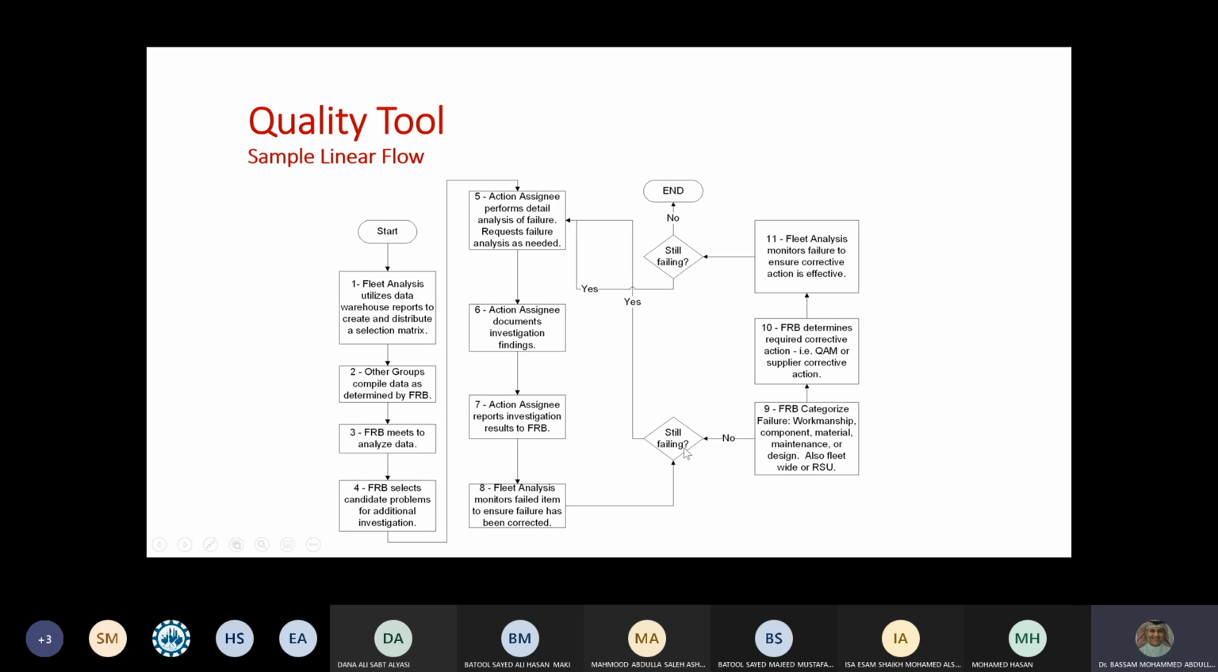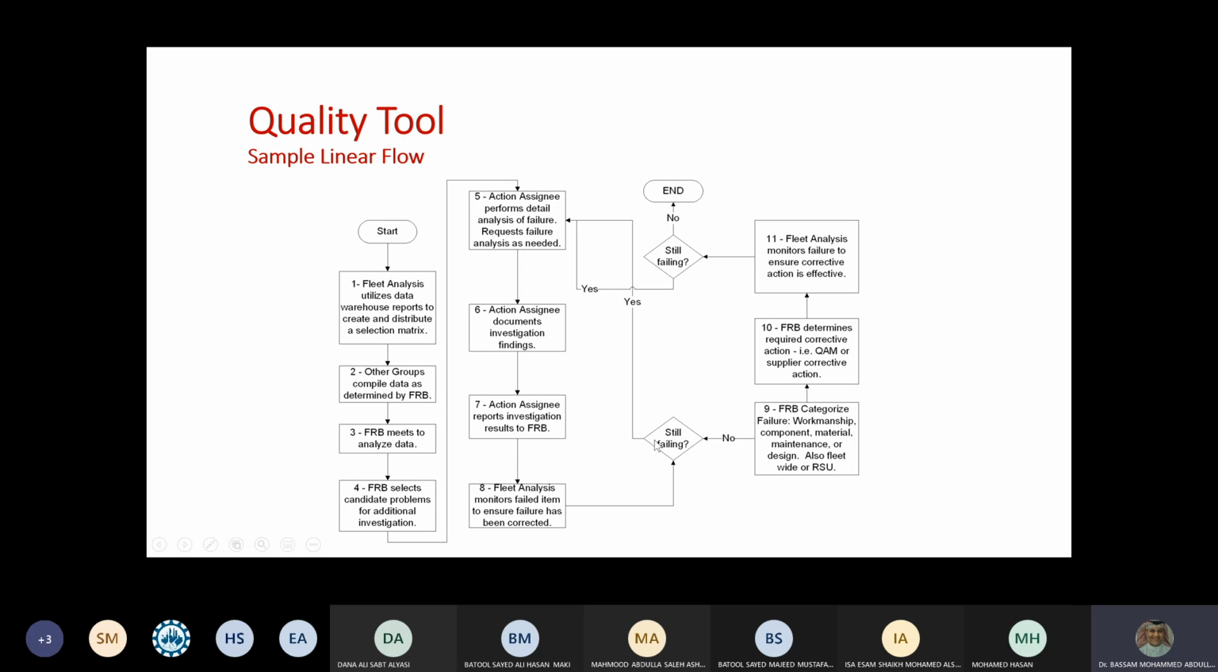And after you do the whole process, you want to check if you fixed the problem. If you didn't fix the problem and it's still failing, that means you have a problem. Do the whole process again. Put a person who's responsible, an assignee, who performs detailed analysis of failure. He investigates the findings. The assignee reports the results to the FRB, the board, and they're going to monitor it, and then they're going to check again. If it still fails, they put another assignee and they work like that.